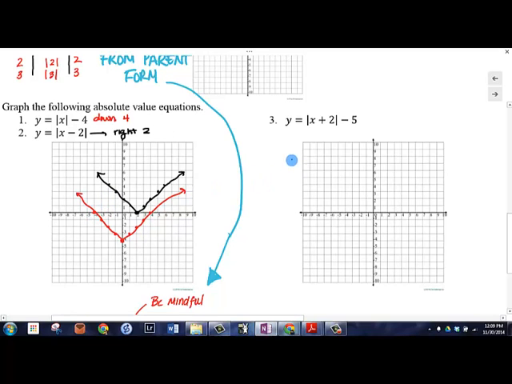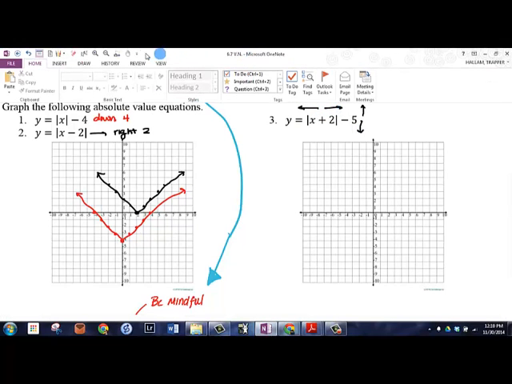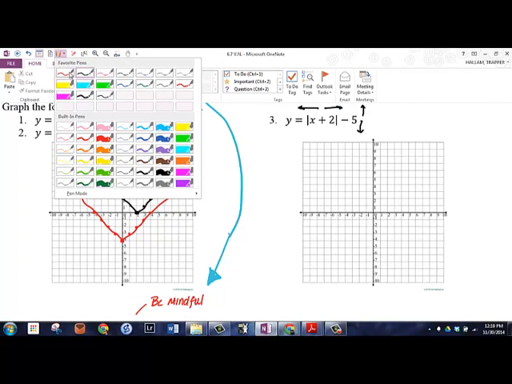Okay, you're starting to get it? Just by seeing it, I think it makes a big difference. All right, so let's jump over to example 3. You'll notice in example 3, we have 2 translations. I've got one to the outside of the absolute value, which tells me to move up or down, right? And then I've got one on the inside of the absolute value, which tells me to move left or right. So let's see if we can make sense out of it first. I'll change my color here real quick.